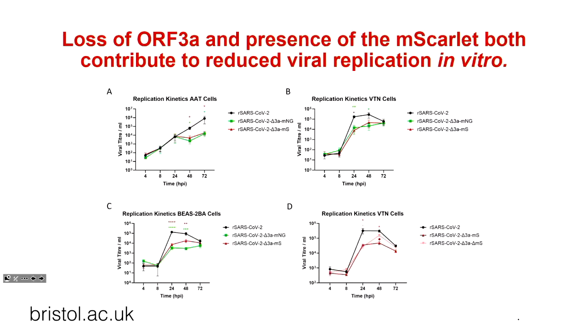So we then wanted to investigate the replication kinetics of these viruses and found that in all of the cell types we tested, we found an attenuated replication phenotype for both of the recombinants we generated. Interestingly though, when we also included our additional deletion of the mScarlet sequence, we found a slight recovery of this attenuated phenotype, indicating that there's something to do with the mScarlet sequence that is also attenuating these viruses. And therefore, loss of ORF3a and presence of mScarlet is causing this attenuation.